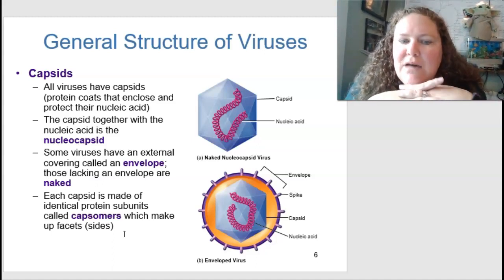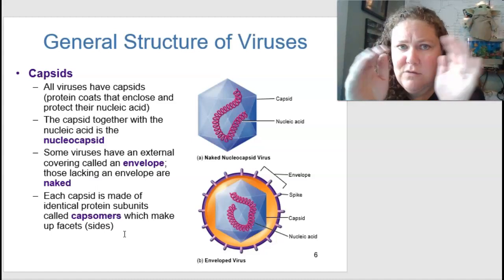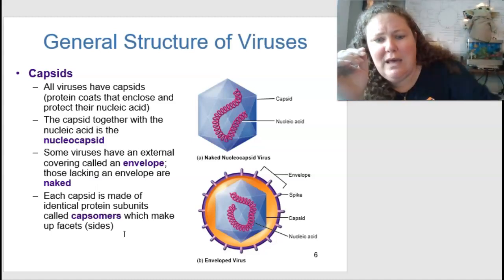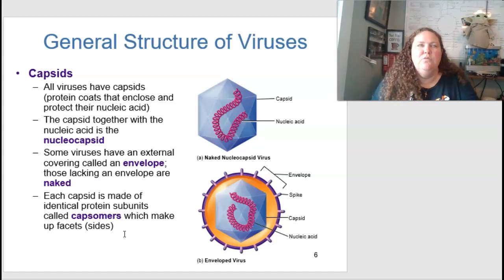And some viruses have an external covering, and this is called an envelope, kind of like we put an envelope on the outside of our mail, right? So they have an envelope, and those that are lacking an envelope are called naked. And each capsid is made of identical protein subunits, called capsomeres, which make up facets or sides. Okay, so if we're talking about a multifaceted problem, this is a multiple-sided problem. So again, another fancy word, but it just means side.